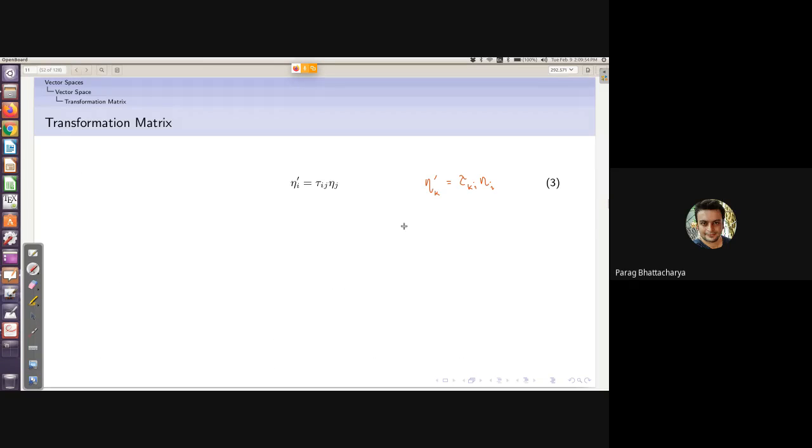What I do here is I replace k with i, and i with j. Wherever there is i, I replace it with j. So this i here, and there's another i here, I will replace with j. And wherever there is k, I replace it with i. There's a k here and a k here, so I'll replace them with i. When I do that, this is the expression we get: eta i prime is equal to tau ij into eta j.